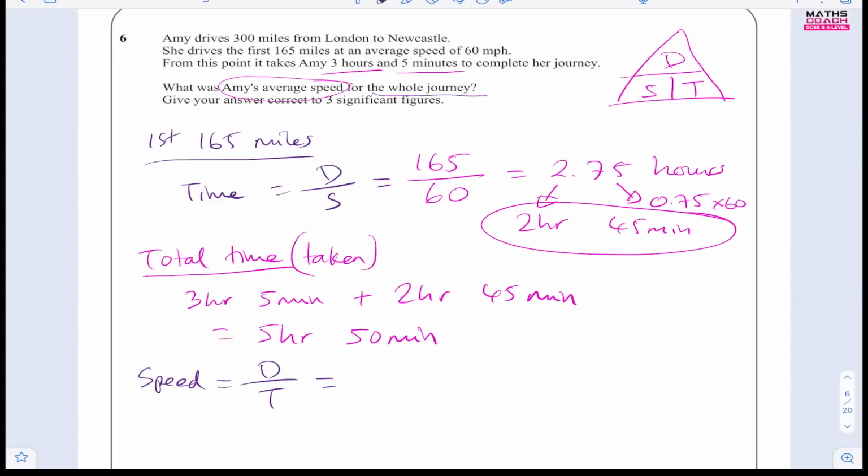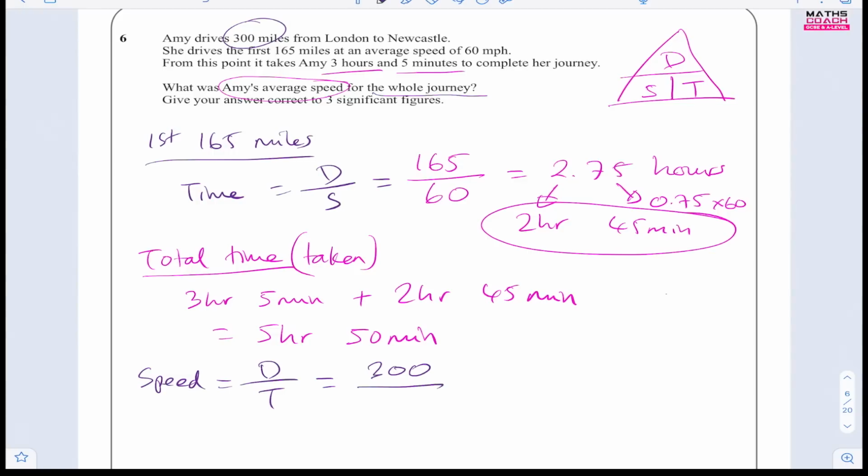So the total distance is given to us as 300 miles. So it's going to be 300 divided by the total time, which is 5 hours and 50 minutes. Now we can't put 5 hours and 50 minutes like that because this is in hours and minutes. We need to convert all of this into hours only because time here needs to be put into hours. So this 50 minutes we need to make into an hour. So how do you do that?